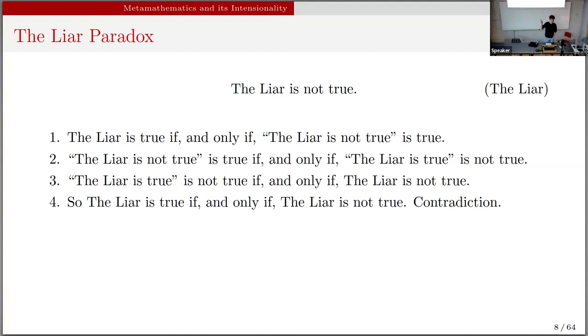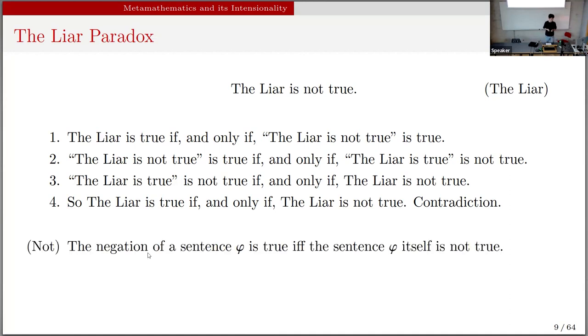It's a bit tricky to understand why the second line holds and why the third line holds as well. The easiest way to see why it holds is to realize that this line is an instance of a much more general principle with respect to truth and negation. We can start by seeing this principle, which is just that the negation of a certain sentence is true if and only if the sentence itself is not true. And in the second line, we have the negation of the sentence "the liar is true." So the negation of that sentence is "the liar is not true." And the rest follows as an instance of this much more general principle that takes care of the relation between truth and negation.